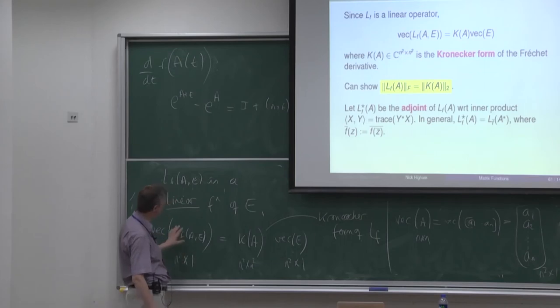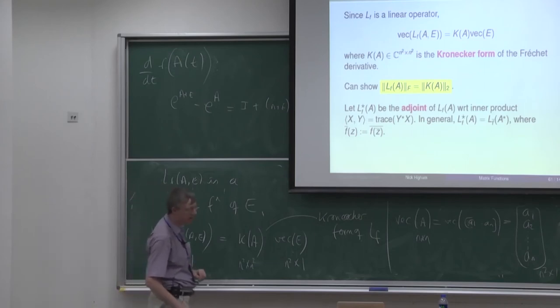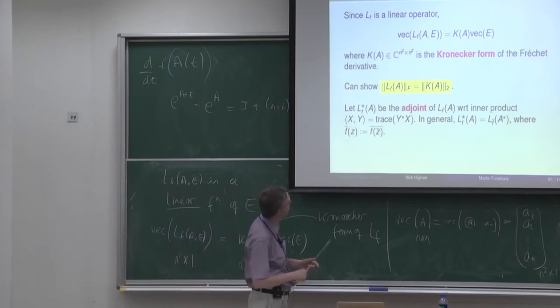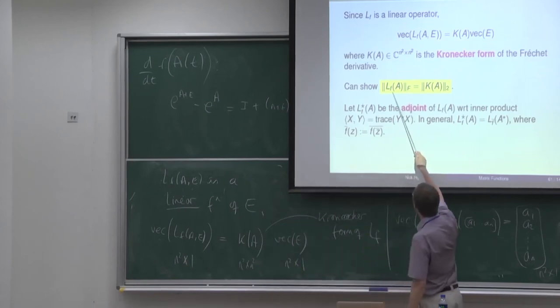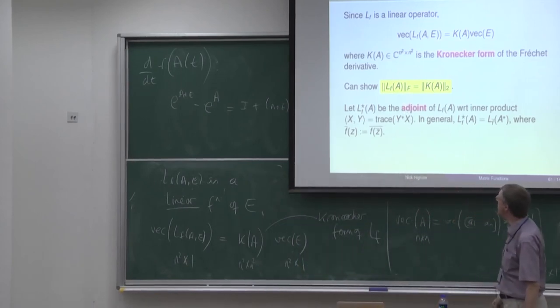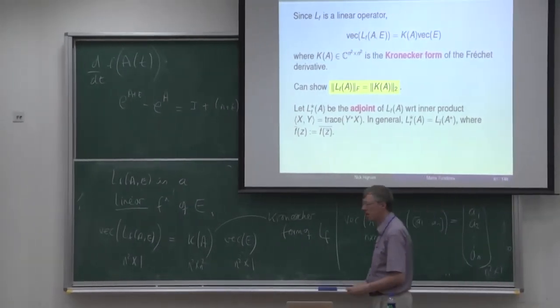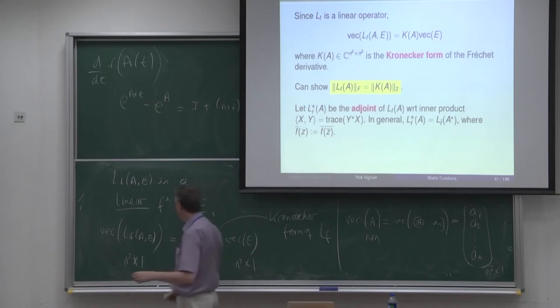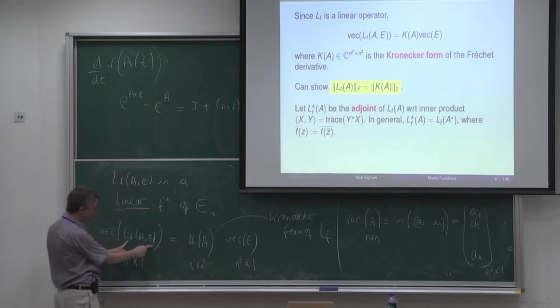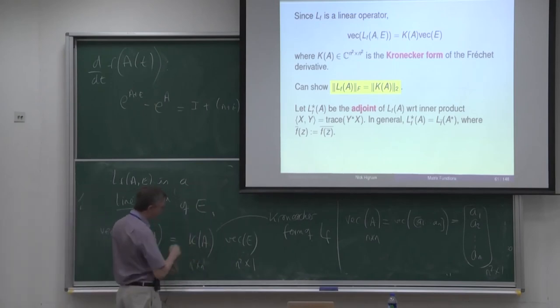Okay, so one nice result that comes from this is shown on the slide here. My claim is that the Frobenius norm of the Fréchet derivative is equal to the 2 norm of K of A. So the Frobenius norm of the thing we're vecking is equal to the 2 norm of K of A.